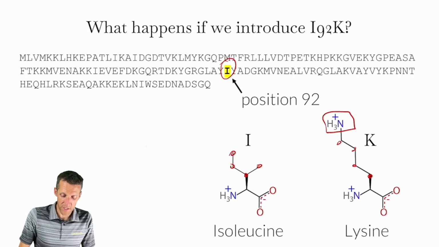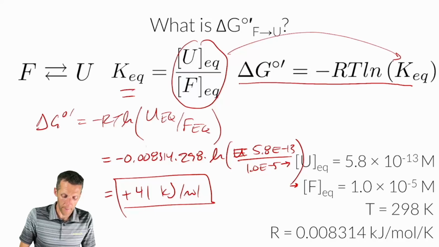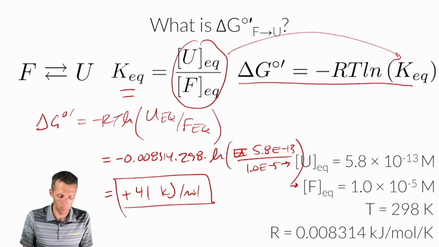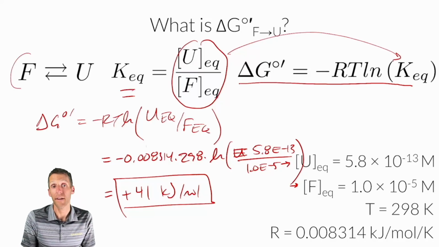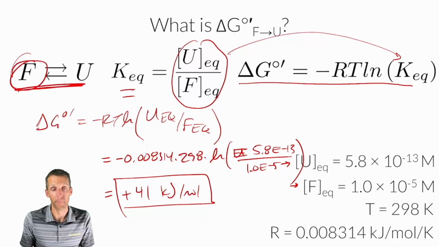All right, I get to go back through a bunch of slides again. Woohoo, so fast. Okay, there we go. Positive 41 kilojoules per mole. Oh, hey, Pat, it's right here. Favoring the folded form. Okay, cool.